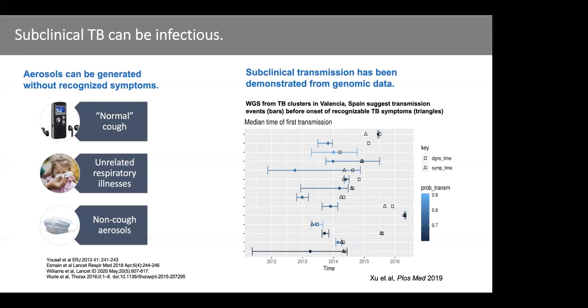And then there have been instances demonstrated of people transmitting TB long before they develop symptoms. This is an analysis by Iñaki Comas's group that used genomic data to estimate the timing of transmission events in a population in Spain, and then compared that estimated timing of transmission with the period that patients reported they had had symptoms. And they found instances where the transmission appeared to have occurred a year or more prior to the self-reported onset of symptoms.